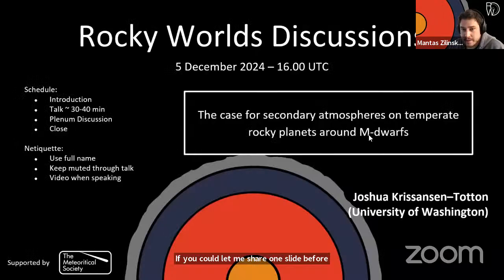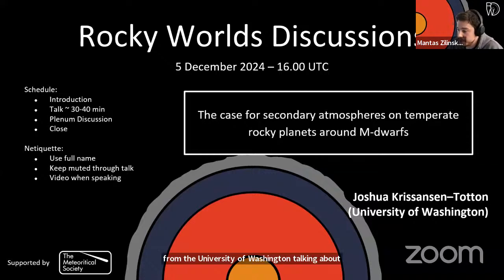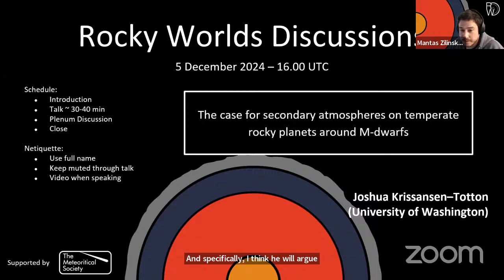So next month, we have Joshua Christensen from the University of Washington talking about atmospheres around dwarf planets. And specifically, I think he will argue about potential atmospheres on TRAPPIST-1 planets. So don't miss that. Take note of the changed time, which is at 4 o'clock UTC.